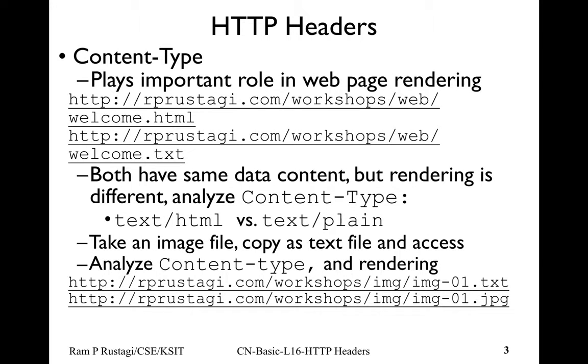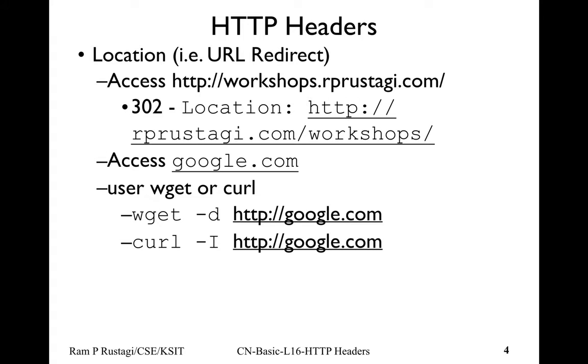So we've taken the example of images, JPEG images, and text. We also look at HTML. So understand the role of the header Content-Type, which is very crucial in getting the right content. Another header is called Location.